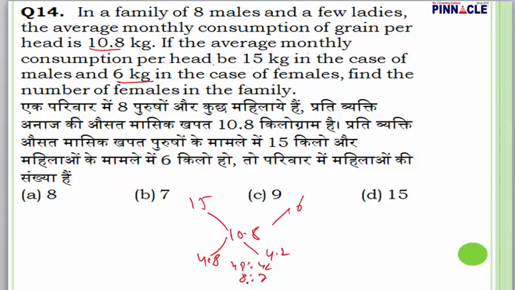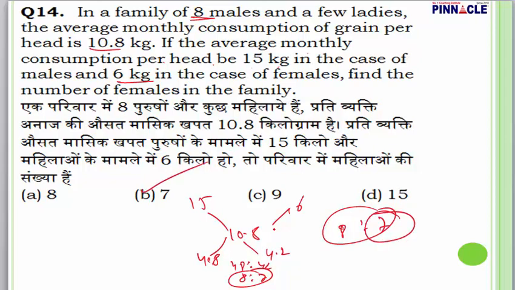It means the ratio is 8 and 7. So if 8 is male, then 7 would be female. The question says there are 8 males, so females would be 7. Answer is B. Through allegation we can solve this kind of question very easily. Question number 15.